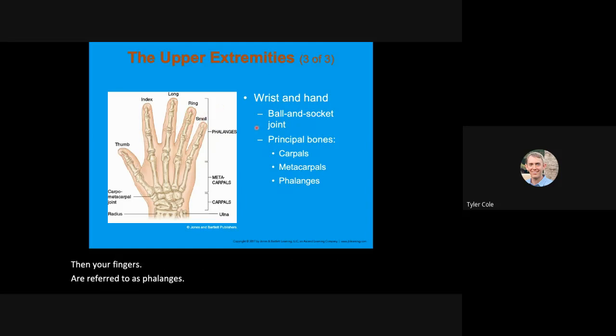The big thing that you need to remember is, again, which order carpals, metacarpals, and phalanges go when you are looking at the wrist and your hand region.